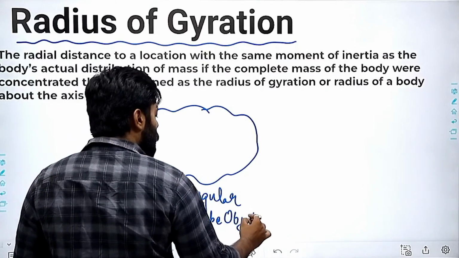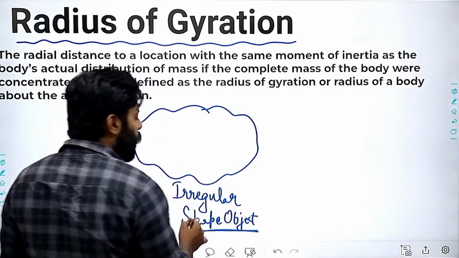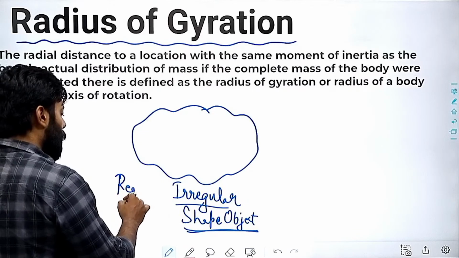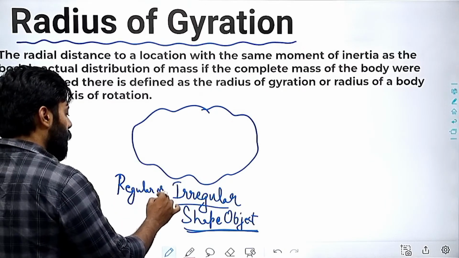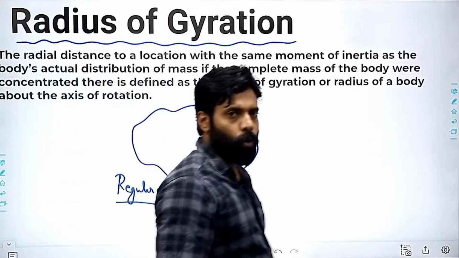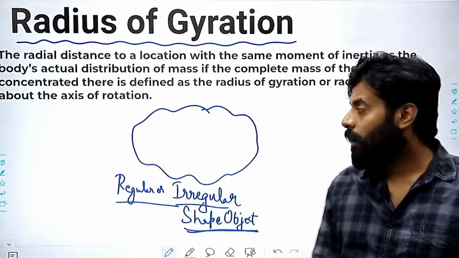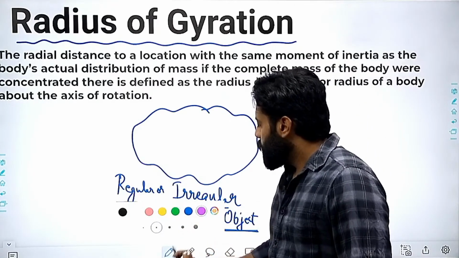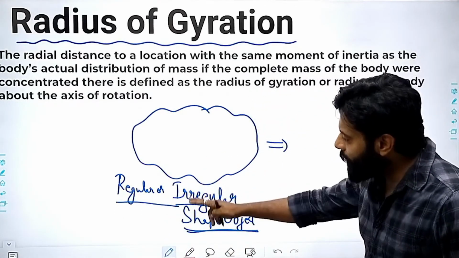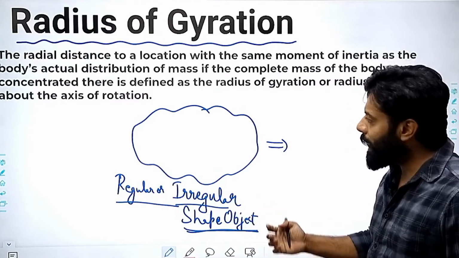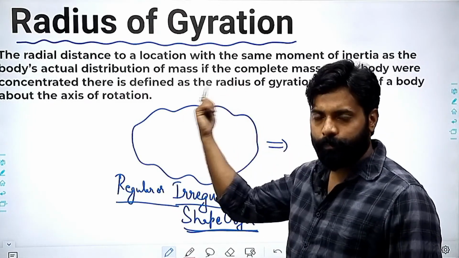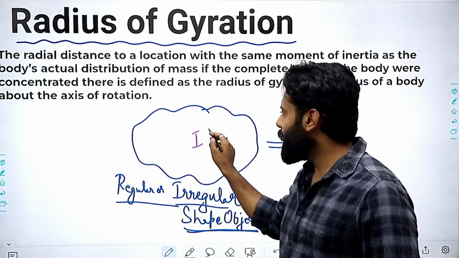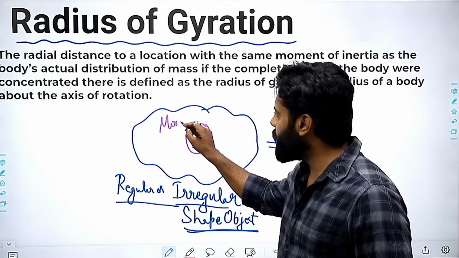It might be that it can be of regular shape as well. I'm just taking the example, because that was designed due to the irregular shapes we were coming across in engineering. So imagine that you have one regular or irregular shape of an object, and when you are rotating this object, it will have some moment of inertia, right? So I'll be considering the moment of inertia. Its moment of inertia is I.